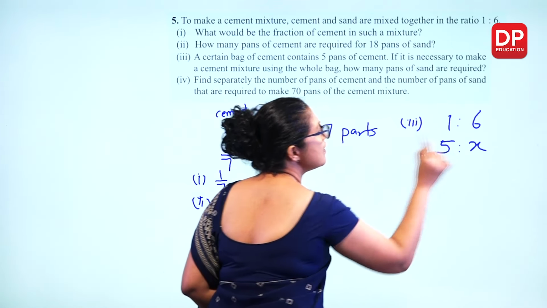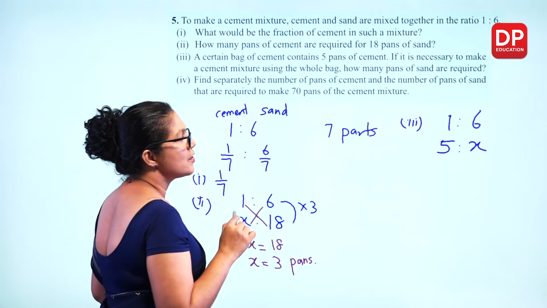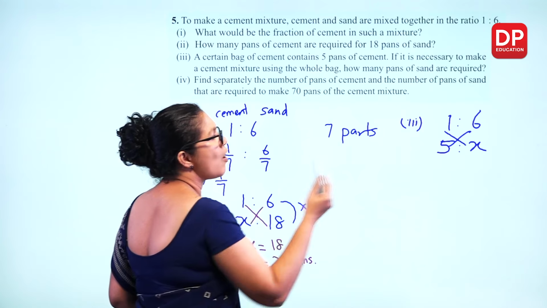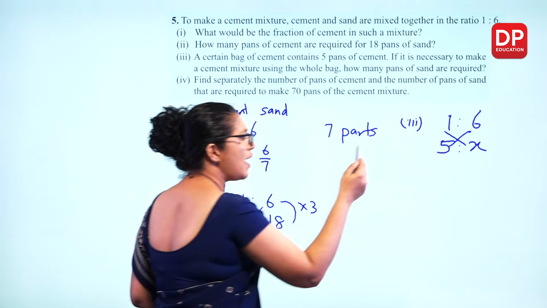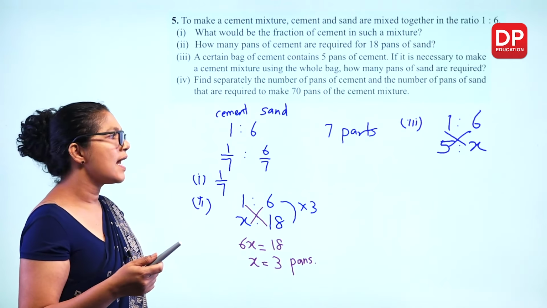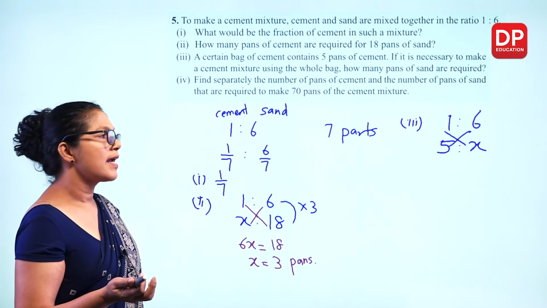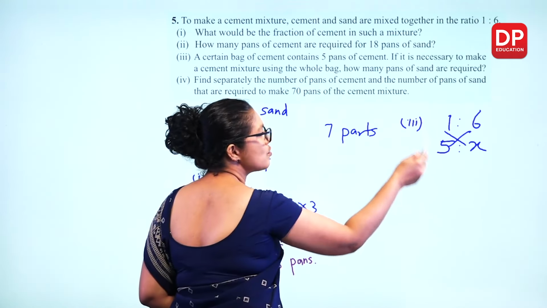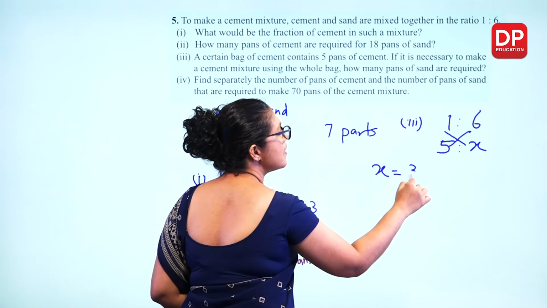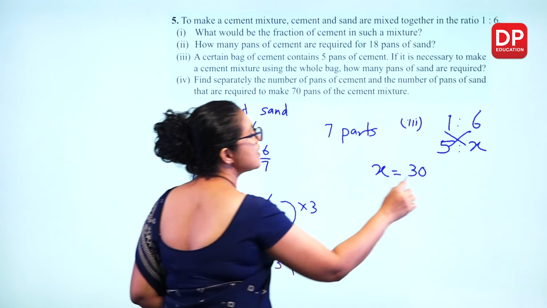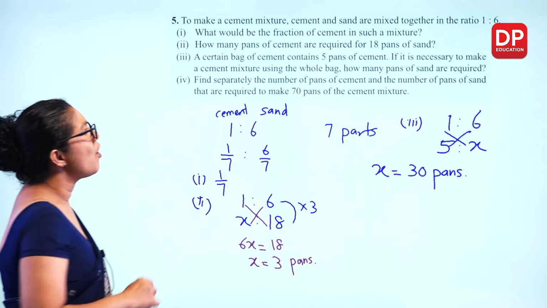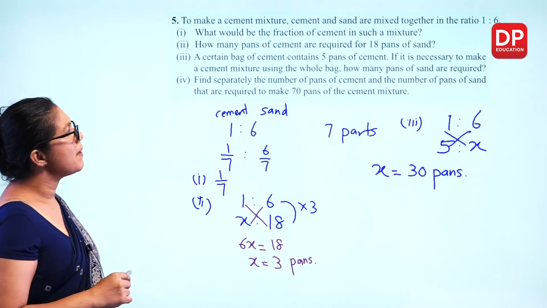So here this is the unknown value. This is also direct proportion. You can cross multiply and find it, or you see how you get 5: 1 times 5. So you do the same multiplication on the other side. 6 times 5, you get 30. So here we'll do cross multiplication: 1 times x, 6 times 5, 30. So you get 30 pans of sand you need for 5 pans of cement.